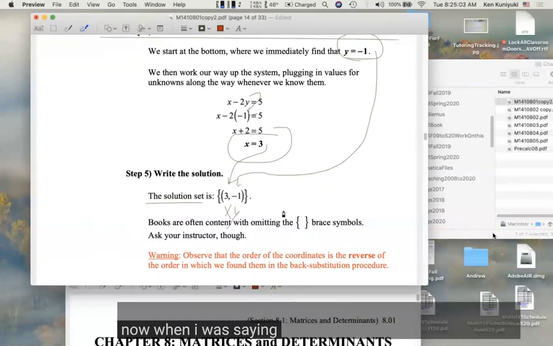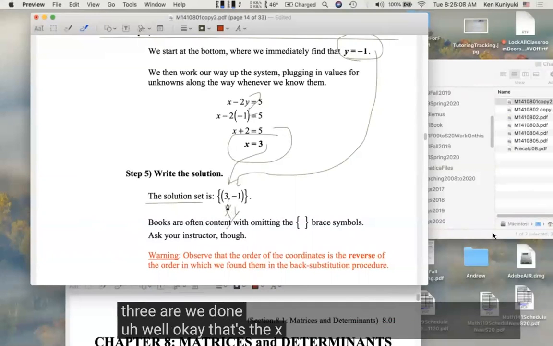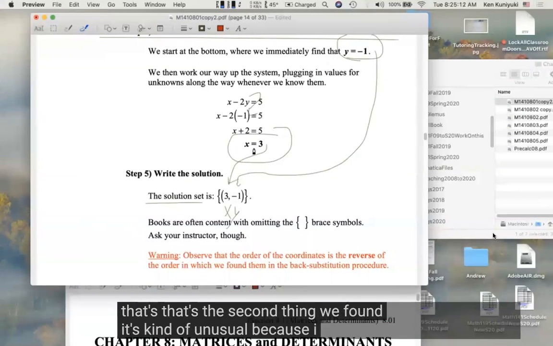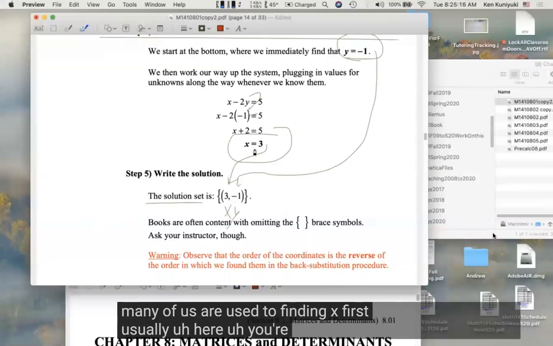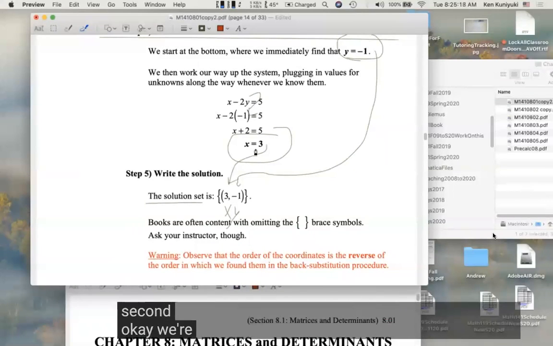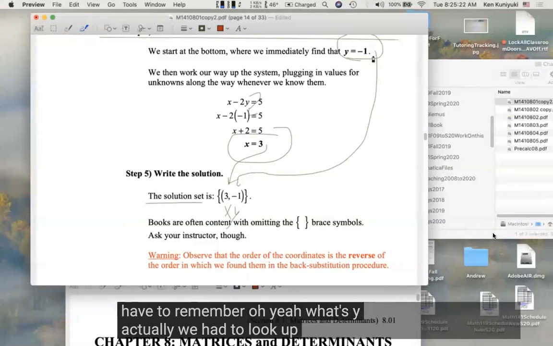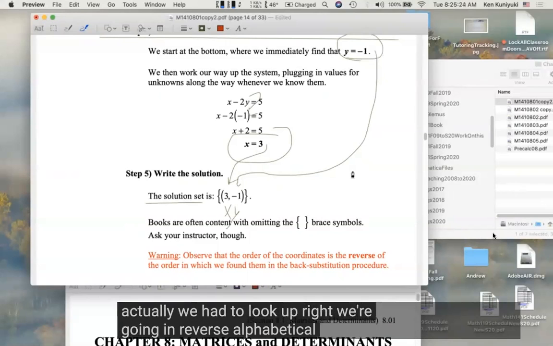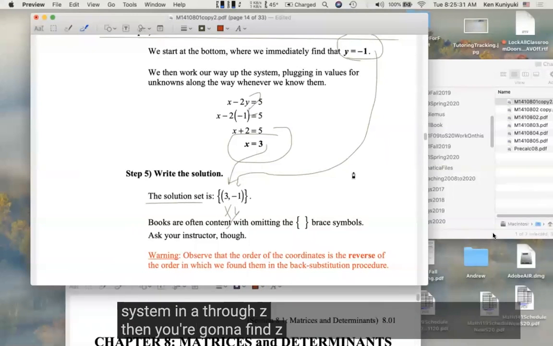Now, when I was saying before, X equals 3, are we done? Well, okay, that's the X coordinate. Remember, that's the second thing we found. It's kind of unusual because I think many of us are used to finding X first, usually. Here, you're finding X second, okay? We're finding X second. And still we have to remember, oh yeah, what's Y? Actually, we had to look up, right? We're going in reverse alphabetical order. If I were really mean and I gave you a system in A through Z, then you're going to find Z first, then Y, then X, and so forth.